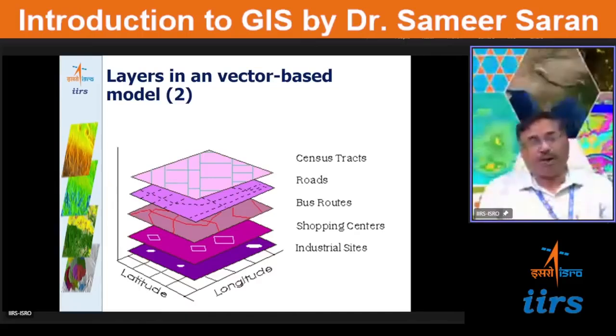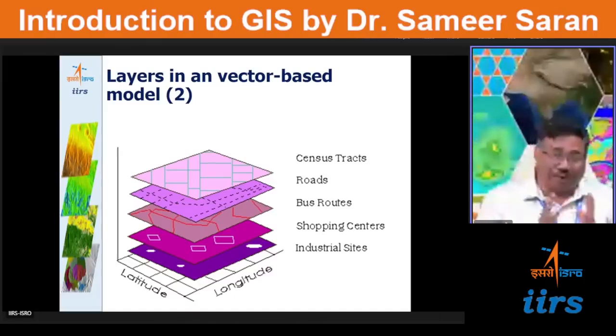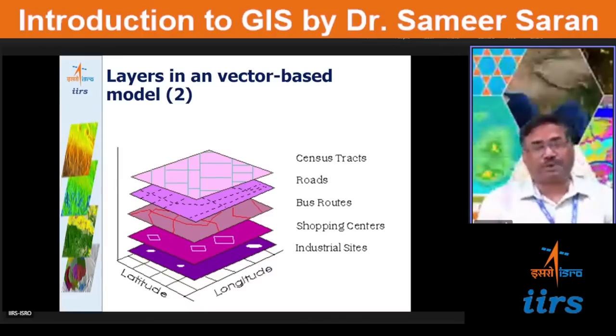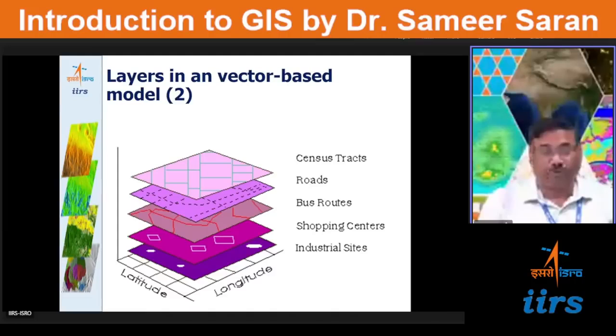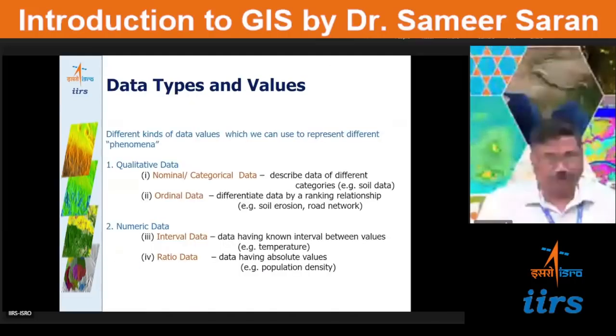But the important part of overlay analysis is that vectors can be overlaid separately and rasters can be overlaid separately, because they have different data structures and their capabilities are also different.